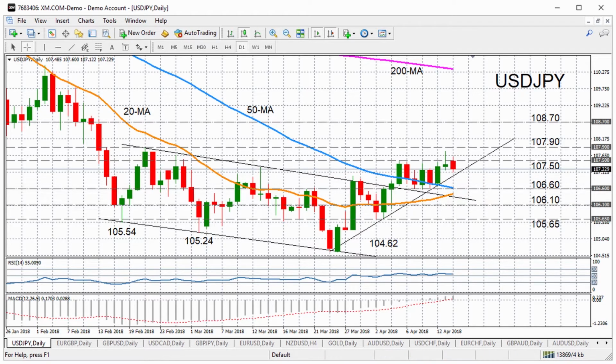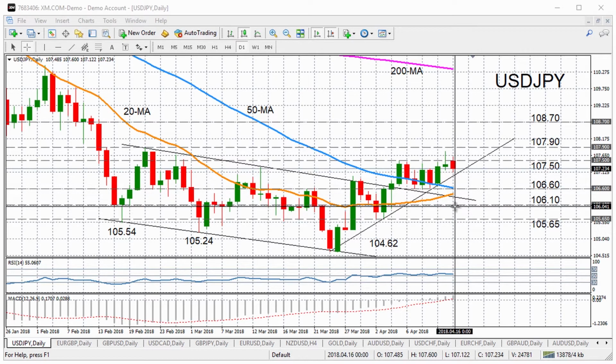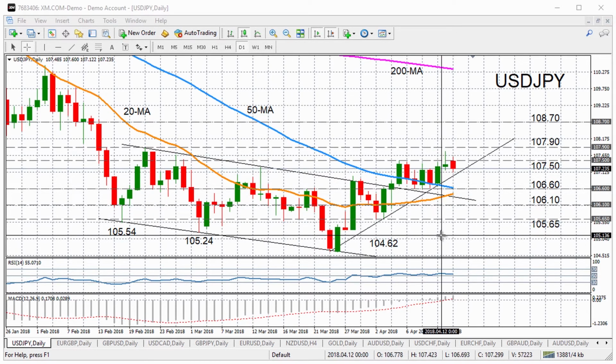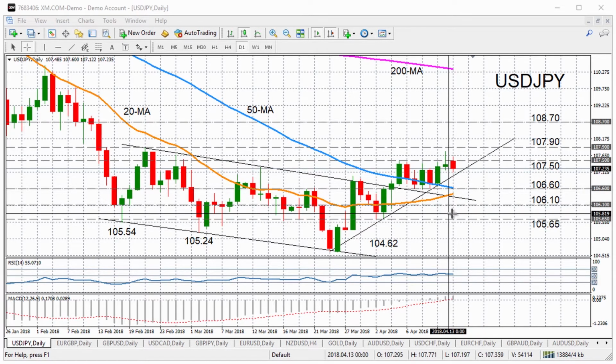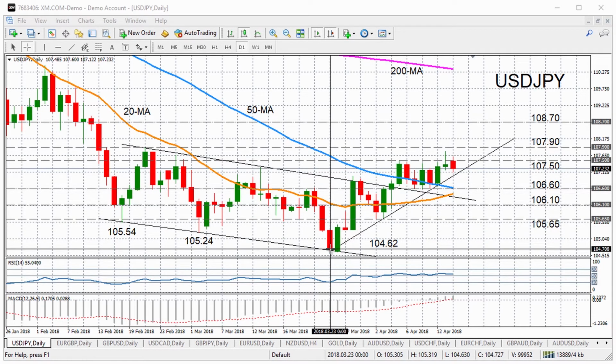If the pair was to break below that trend line, the next support would come from the 50-day moving average around 106.60, and that's also just above the 20-day moving average. Further down, we've got the 106.10 level. That's previously been a congested area. Below that, we've got 105.65 as another potential support before the pair would potentially reach that 16-month low of 104.62 we saw back at the end of March.